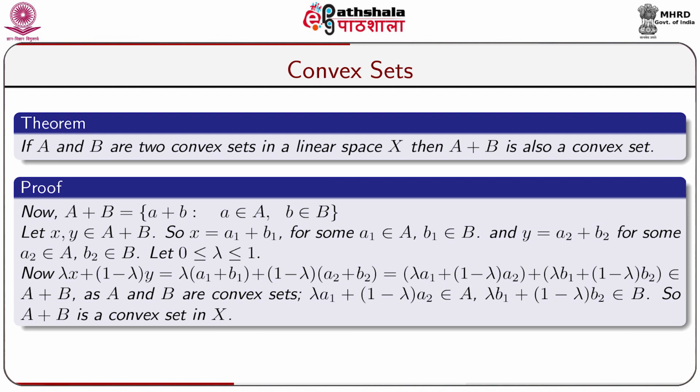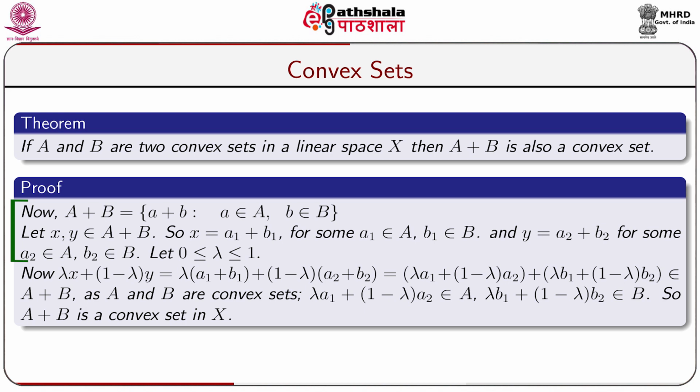Let us take another theorem. If capital A and capital B are two convex sets in a linear space capital X, then A plus B is again a convex set in capital X. That is, sum of two convex sets is again a convex set. Now, the proof goes below.